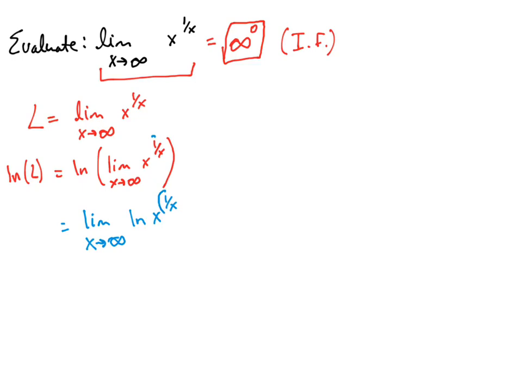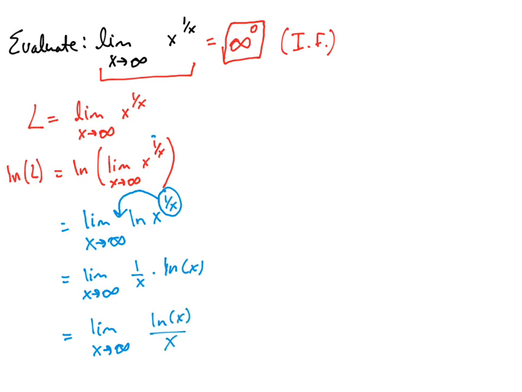And using the properties of logarithms, the power rule, this can come down in front. So we can rewrite this as the limit as x goes to infinity of 1 over x times ln of x. Hopefully this is looking somewhat familiar. We can rewrite this as a quotient, ln of x divided by x. And by direct substitution, we'd end up with infinity over infinity, which is an indeterminate form. So that's a problem. We would now want to use L'Hopital's rule.